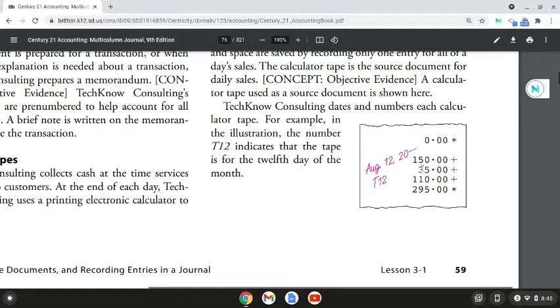And this is a calculator tape. It says that on August 12th of the current year, it also says T12 because this was on the 12th day of the month. It started off at $0. Then we added in 150, 35, and 110. That gave us a total of 295.